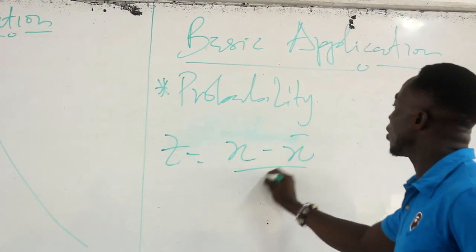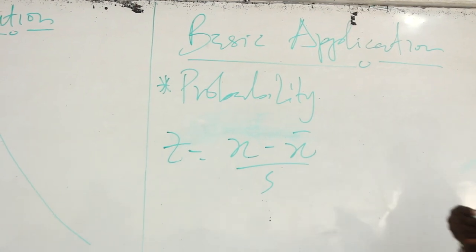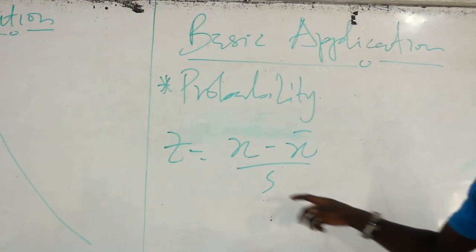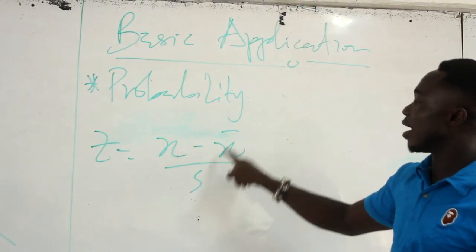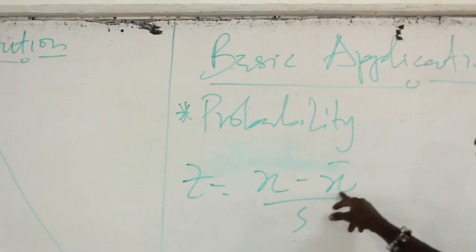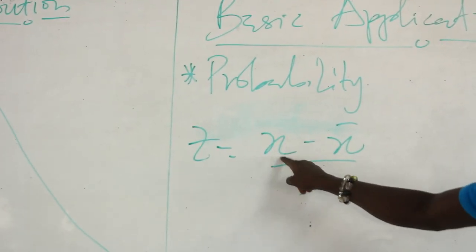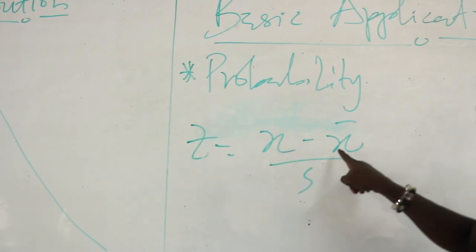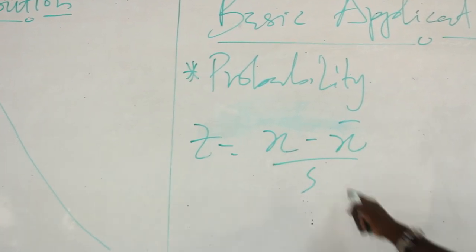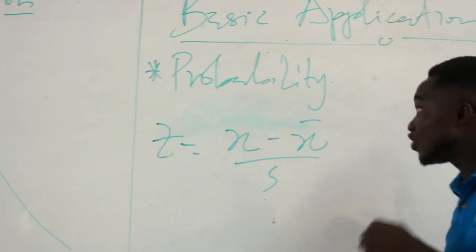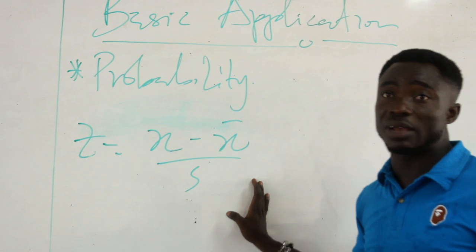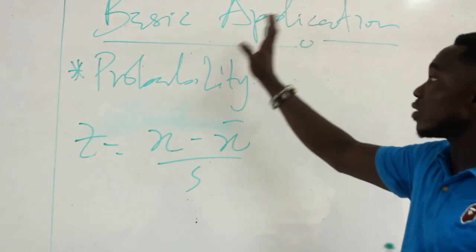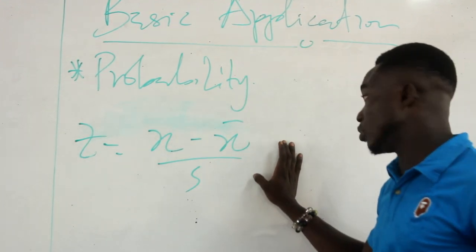Remember we spoke about this formula during Z-score, that Z is equal to X minus X bar over standard deviation, where X is the observed score, X bar is the class mean, and this is the standard deviation. Now this formula, we are going to apply in whatever we are going to do today.